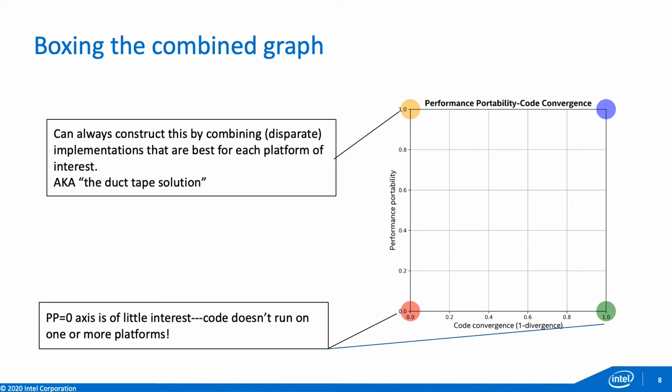Down here on the y equals 0 or performance portability equals 0 axis, it's not very interesting because this represents a situation where one of the codes doesn't run at all or doesn't give the correct results at all on one or more platforms. So you're not generally going to see this unless you have a bug or a serial regression.